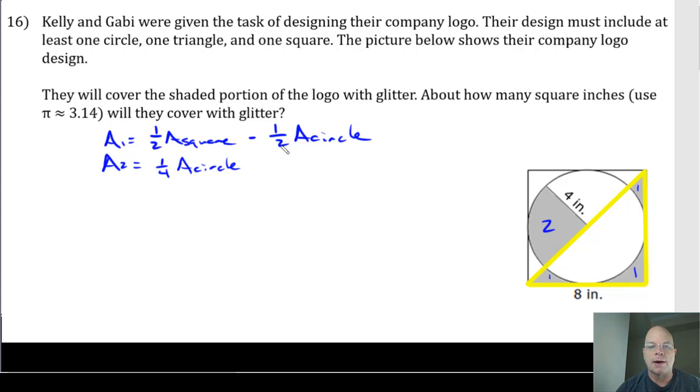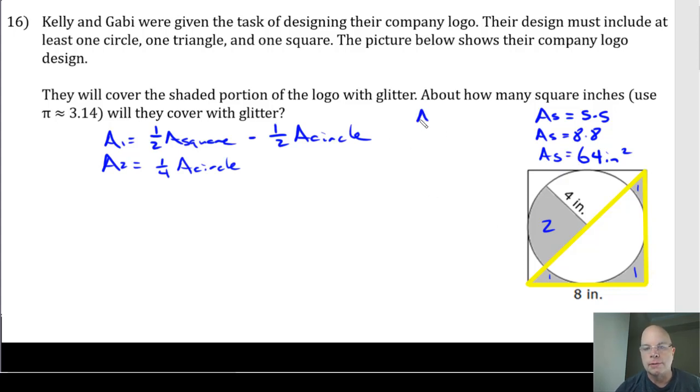So from here on out, I'll just use AS for area of the square and AC for area of the circle. Area of the square is pretty straightforward, just side multiplied by side. And we see one side of the square is 8, so the area of the square is just 8 squared. 8 multiplied by 8, or 64 inches squared.